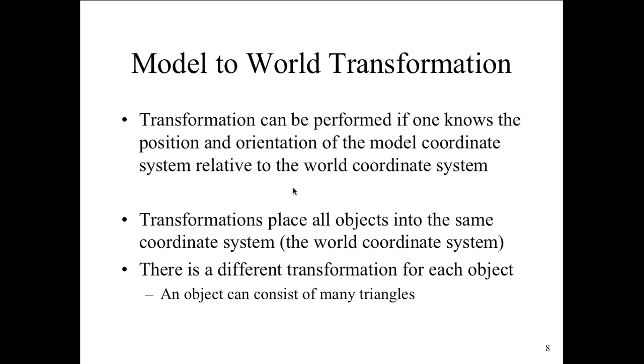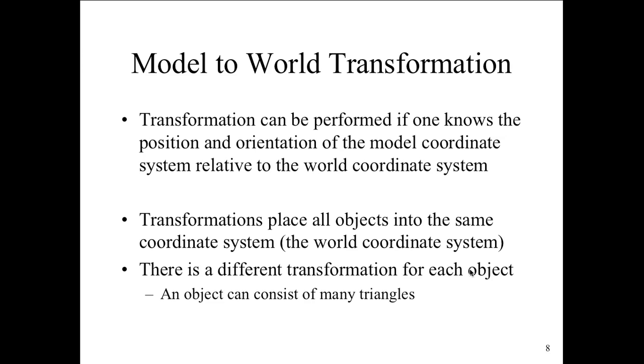coordinate system. So transformations can be performed if one knows the position and the orientation of the model coordinate system relative to the world coordinate system. Am I saying this correctly? The model in relationship to the world gives us the ability to translate it. So you can perform it on the orientation for the world or for the model, or for them both together. Okay, so transformations place all of the objects into the same coordinate system, the world coordinate system.